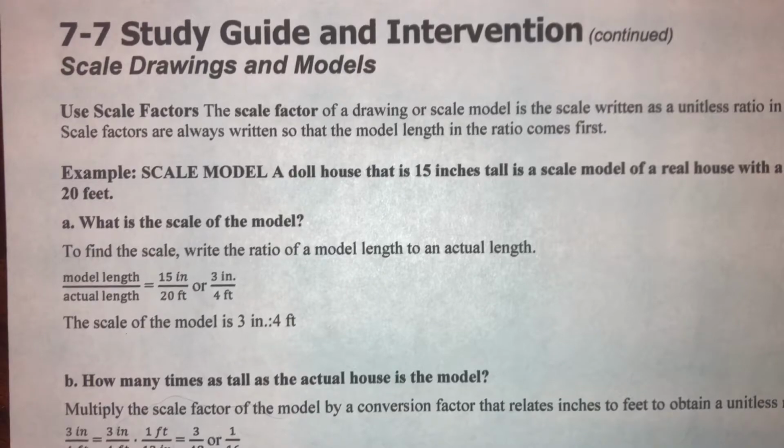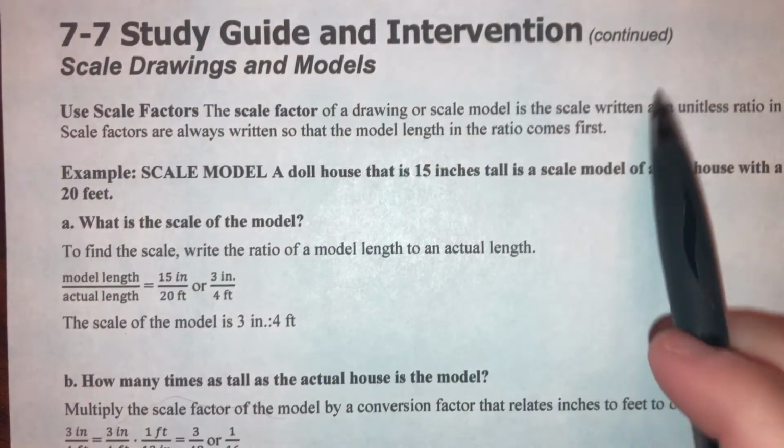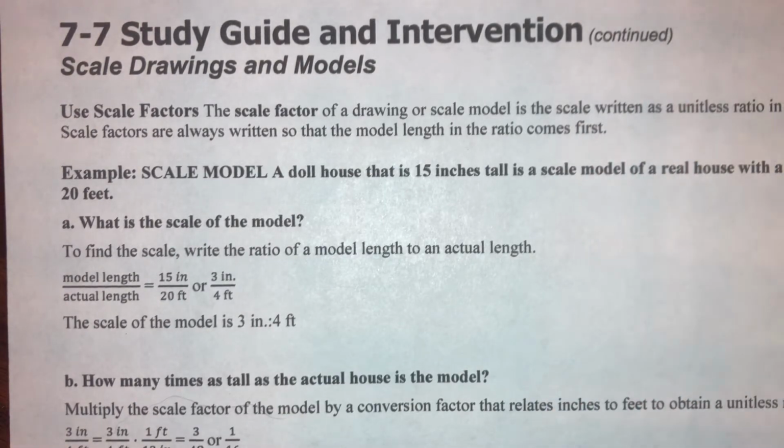All right, this is lesson 7-7. We're talking about scale drawings and models. So we're taking all of what we learned about proportions and similar shapes, and we're applying them to actual things like buildings and people and things like that. So more word problems. This says continued because there is a front side to this worksheet.